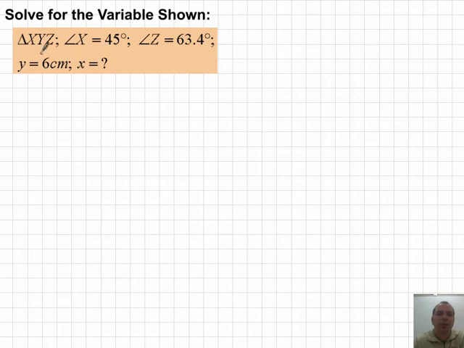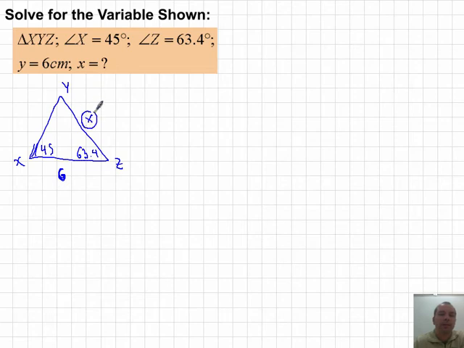If you have a question like this, triangle XYZ, so we're just going to draw a random triangle. Could it be right angle? Could be, we don't really know. And I'm going to put the letters X, Y, and Z. Now angle X is 45, so this is 45. So angle Z is 63.4, and side Y is 6. Okay, side Y, it's got to be up across, so it's 6. And what is X? X is what I'm looking for.